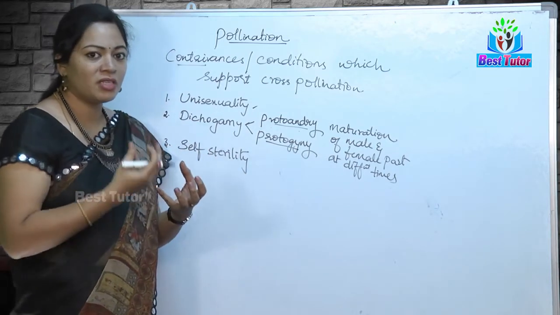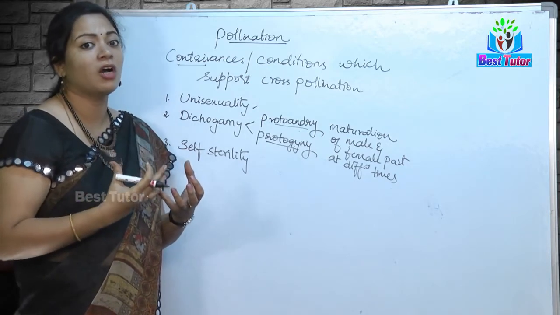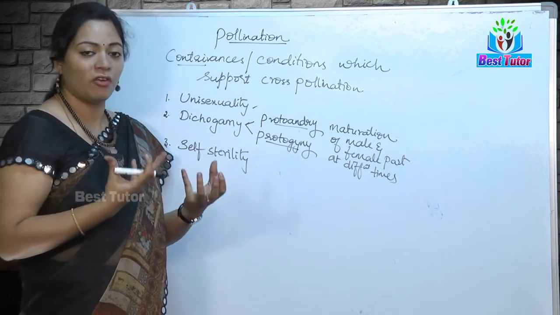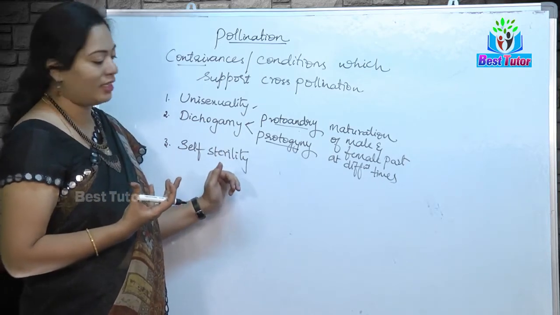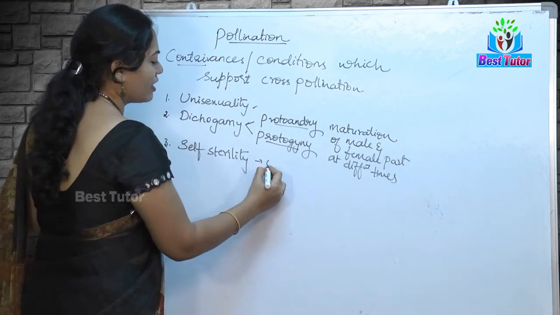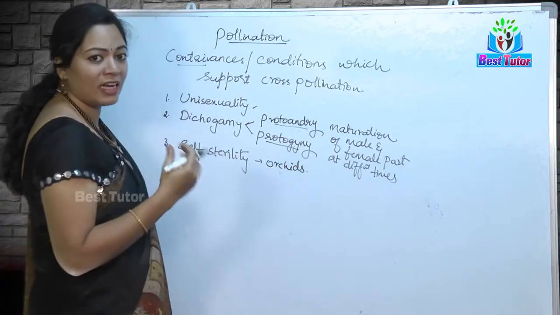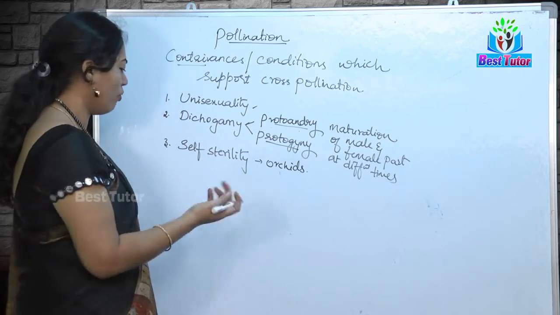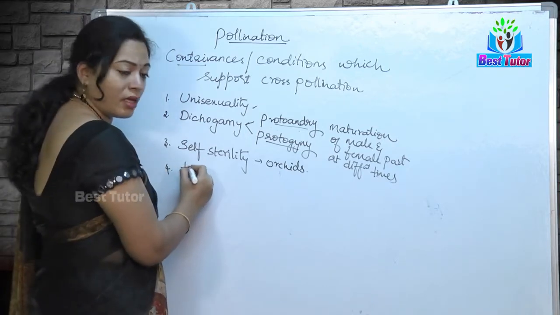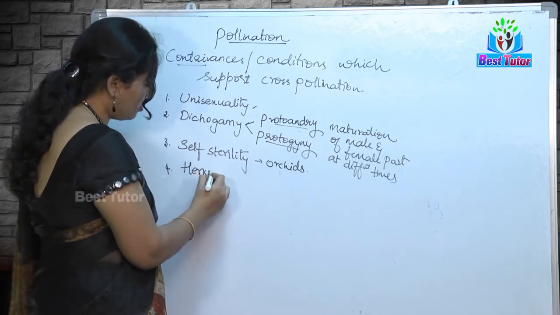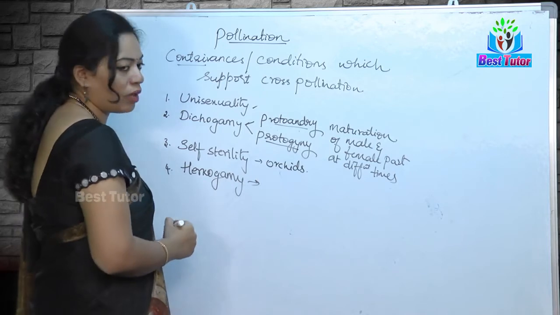Means the stamens or the pollen grains of the same flower are not utilized for the pollination process of the same flower, then that condition is known as self sterility. So usually we have examples like orchids where they cannot fertilize their own eggs or ovum. Then the fourth condition is called hercogamy. Now what is meant by hercogamy?